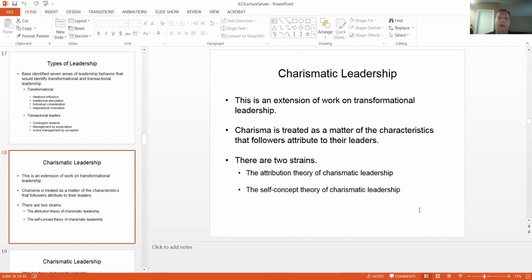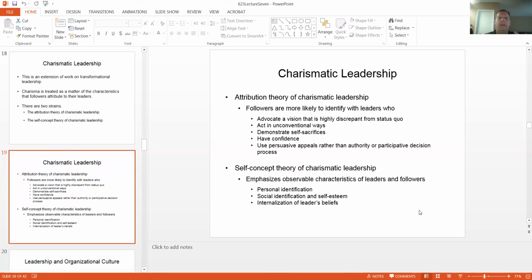There are two strains within charismatic leadership. There's attribution theory, and then there's self-concept theory. Attribution theory of charismatic leadership argues that people are more likely to follow leaders who advocate a vision that is different than the status quo, something they can get behind. Attribution theory says that they tend to follow leaders who are relatively unconventional, who demonstrate self-sacrifice, who have confidence, and who are persuasive. Basically, these are the types of characteristics that followers would like to see within themselves. And so that's kind of why they follow these leaders.